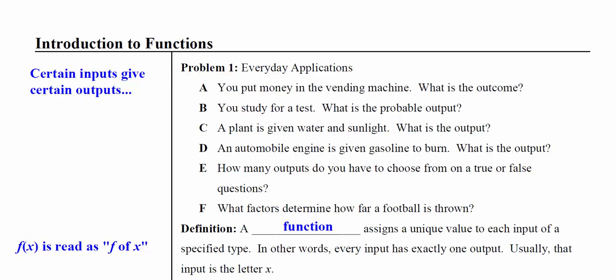So, life is a function, and a function assigns a unique value to each input of a specified type. The input is usually labeled x, and for example, we have f of x. This little symbol right here, f parenthesis x, is read as f of x.